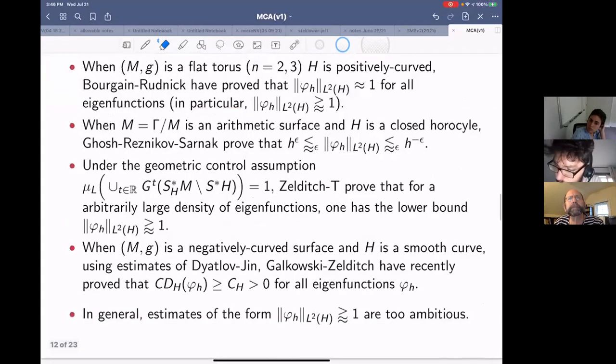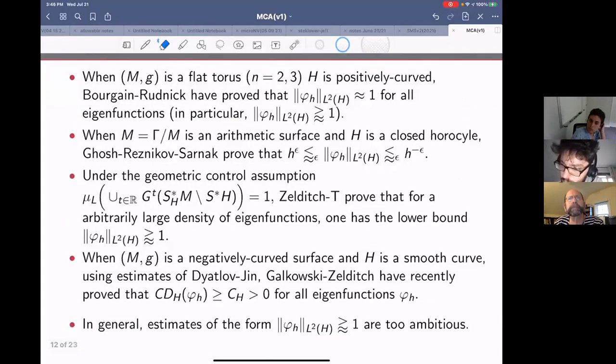Finally, I should point out that in the case of Cauchy data, when M is a negatively curved surface and H is a smooth curve, I guess with positive curvature, I should put that in. You don't need that. So when M is negatively curved and H is any smooth curve, using the estimates of Dyatlov and Jin on the ambient mass of eigenfunctions from below, Galkowski and Zelditch have recently shown that there's a uniform bound for the Cauchy data from below. This holds for all eigenfunctions, so there's no restriction necessary, simply because the ambient estimates from Dyatlov and Jin work for all eigenfunctions. Okay, so these are some improvements and some known explicit results.